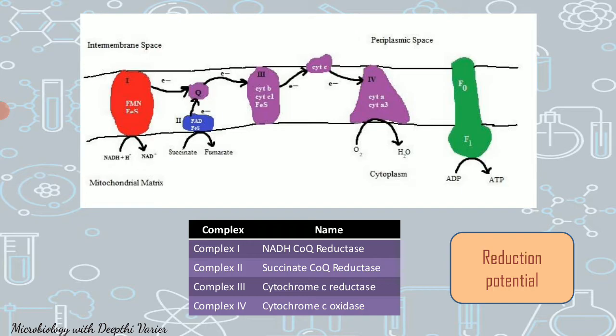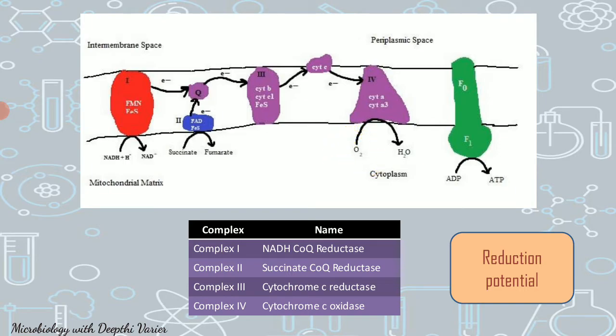From complex 2, the complex 2 takes up electrons from the succinate. So succinate, during the process of the TCA cycle or the Krebs cycle, forms FAD. Now that FAD is actually a membrane bound complex. It is present in complex 2. So FAD gets reduced to FADH2. It donates its electrons to the iron sulfur protein present in complex 2. From there, the electrons flow to quinone, then to complex 3, from there to cytochrome c, from there to complex 4 and finally to oxygen.